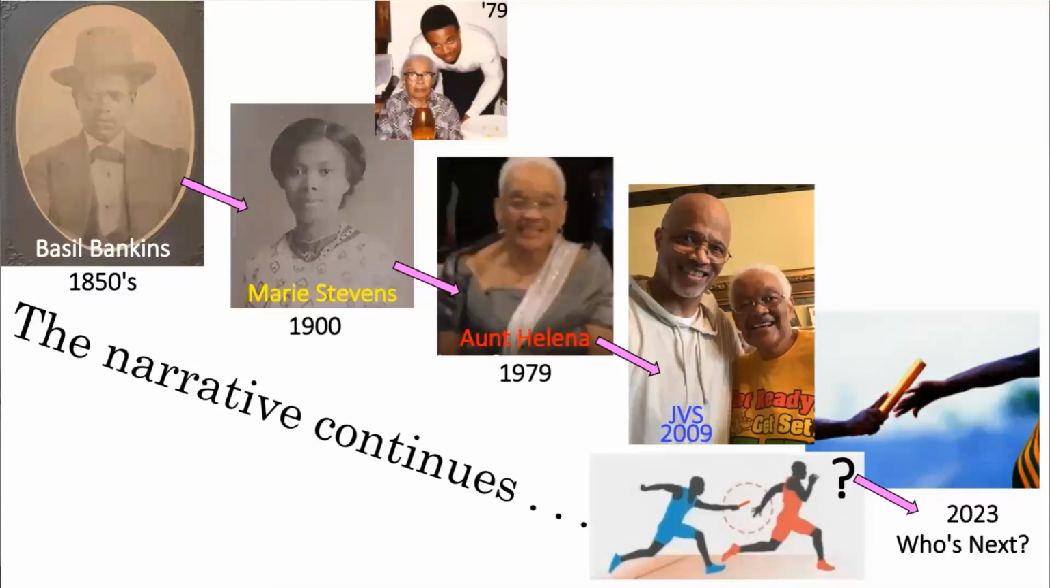Aunt Helena, still with us, 97 years young, by the way. My grandmother, before she died, and my Aunt Helena passed the baton to me. And now in 2023, the question is, who's next? But the narrative continues, and we hope that someone will step into the breach.